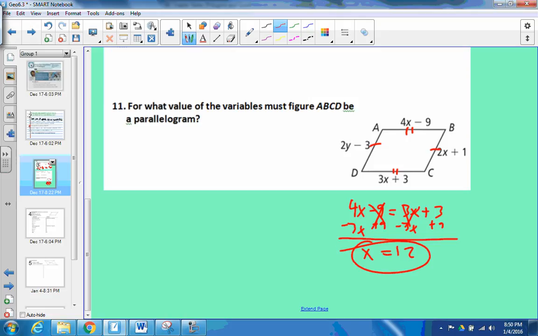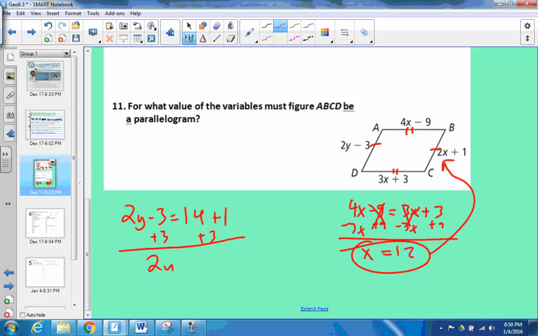Now we want to figure that out for y. So if x has to be equal to 12, we can plug that in here. And we can say that 2y minus 3 equals 2 times 12, which is 24, plus 1, which is 25. We add 3 to both sides here. We end up with 2y equals 18, and y would have to be equal to 9. All right, so x would have to be 12, and y would have to be 9. I know I did that quick, but opposite sides have to be congruent for them to be parallel.